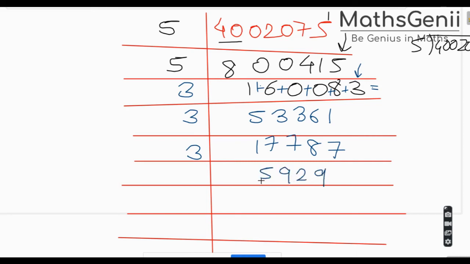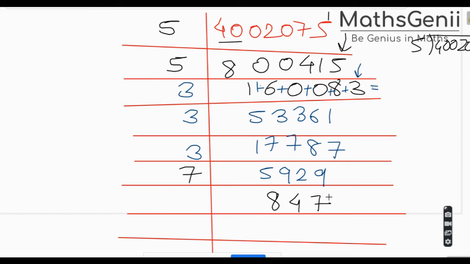Again, check for 3. 9 plus 5, 14. 14 plus 2, 16. 16 plus 9, 25. 25 does not come in 3's table. So I'll have to check for some other number. So let's check for 7. If you try dividing by 7, 7 8s are 56, 4s are 28, 7. Yes, it is divisible by 7.